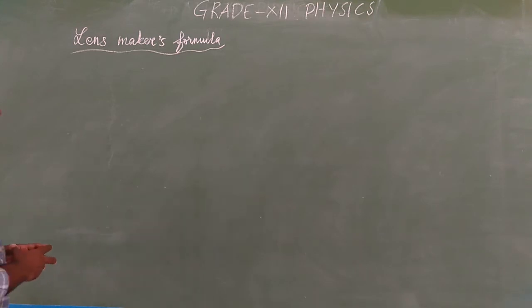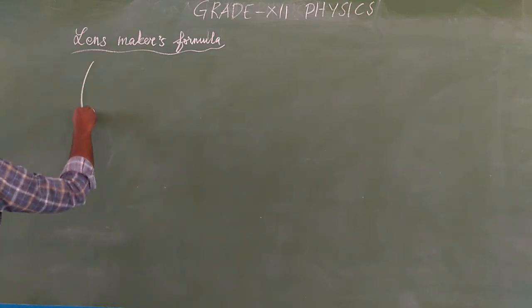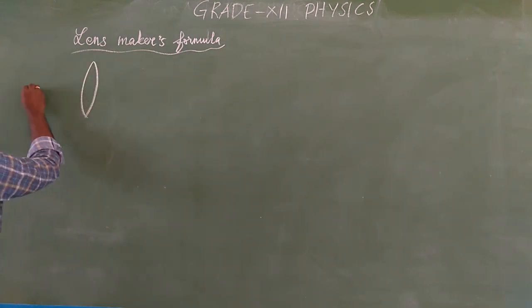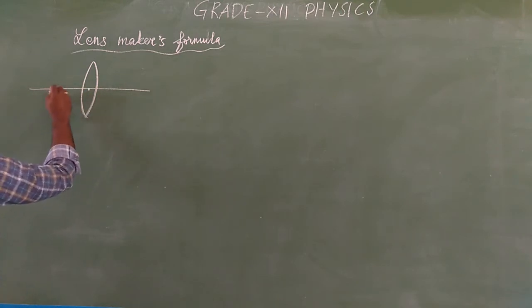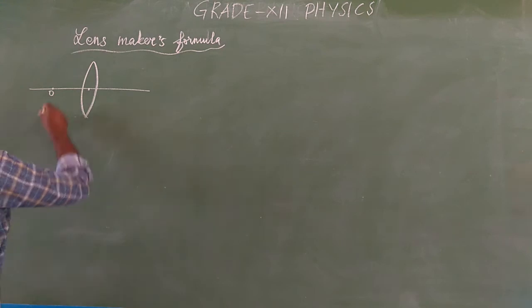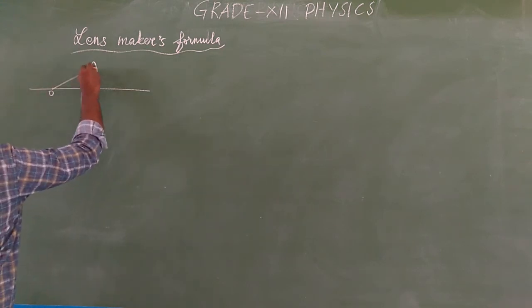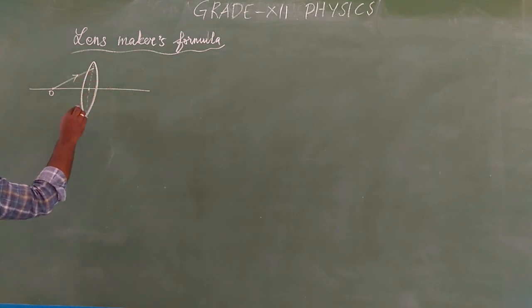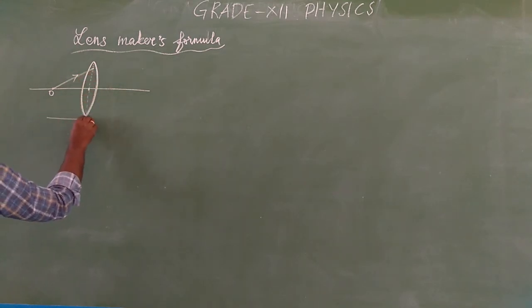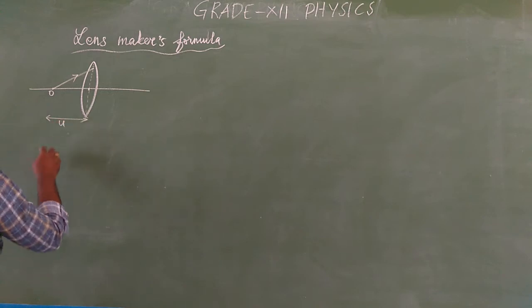Before knowing the lens maker's formula, let us see how a light ray converges in a spherical lens, particularly a convex lens. For a given convex lens, let us take a point object placed on the left hand side. From the point object, the light ray is incident on the refracting surface of the lens, and this is the effective diameter. The position of the object from the lens is called the object distance.